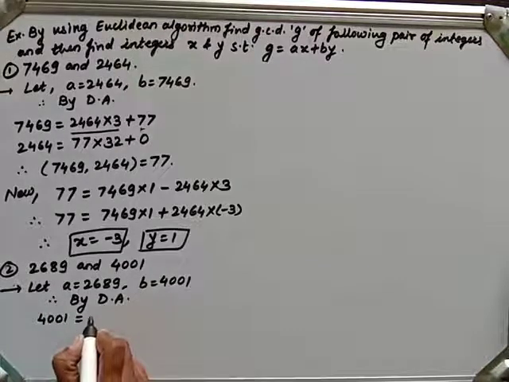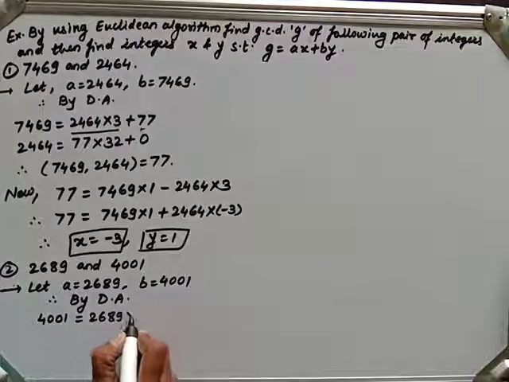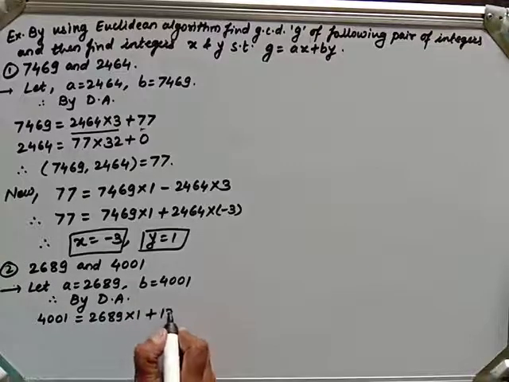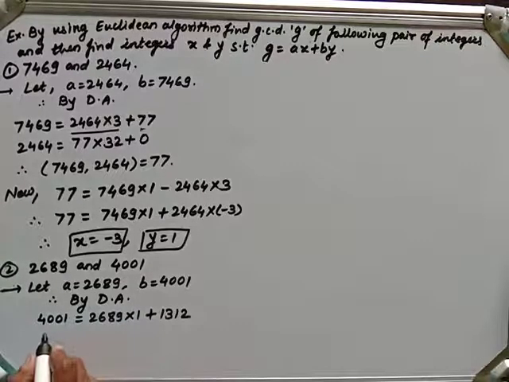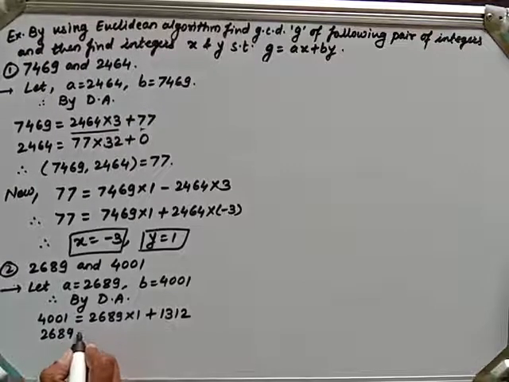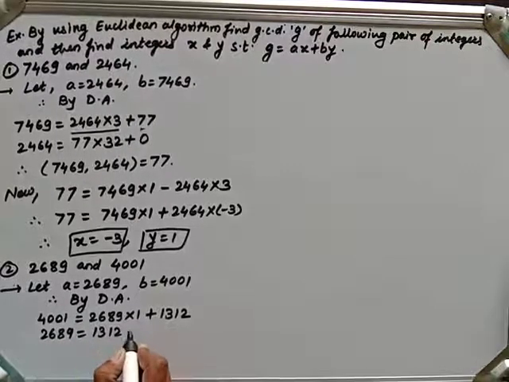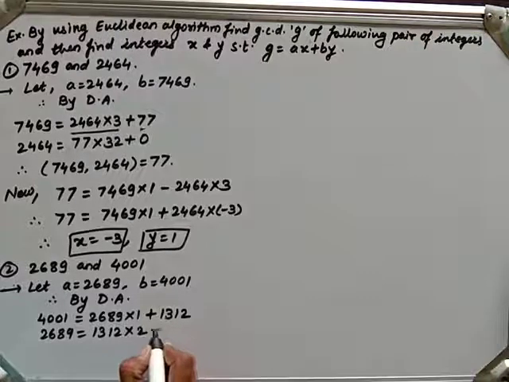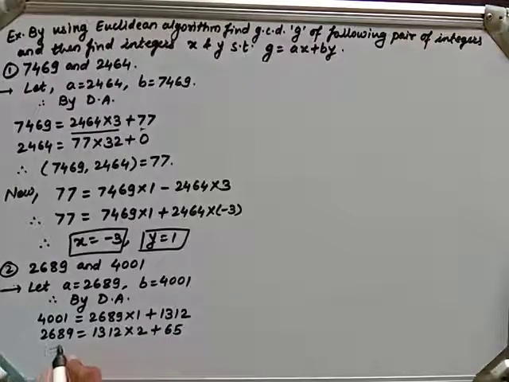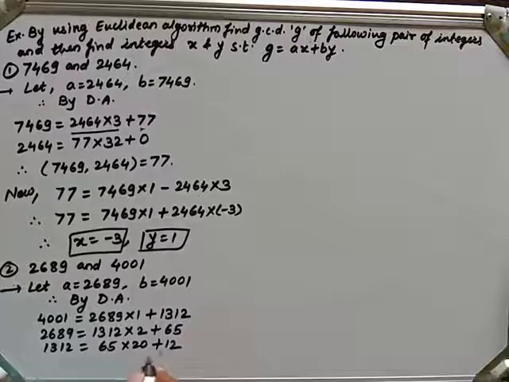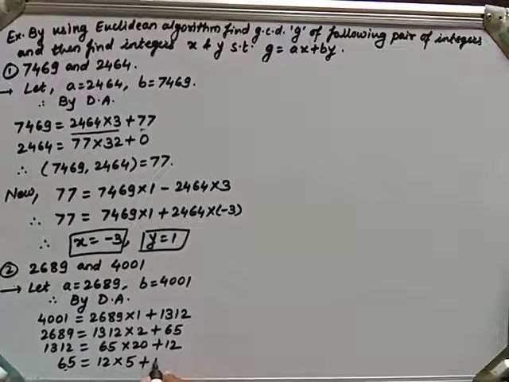4001 is equal to 2689 multiplied by 1 plus 1312. Now 2689 is equal to this multiplied by 2 plus 65. Then this 1312 equal to 65 multiplied by 20 plus 12. As again non-zero, it will continue. So 65 is equal to this 12 multiplied by 5 obviously plus 5.